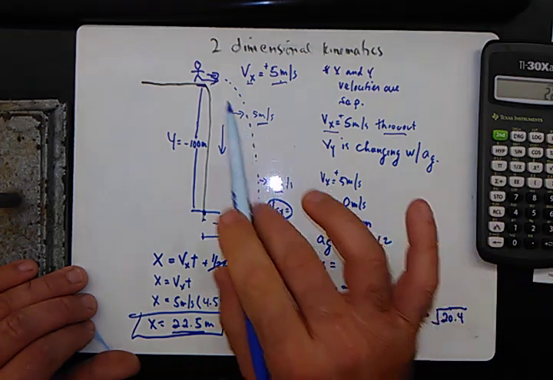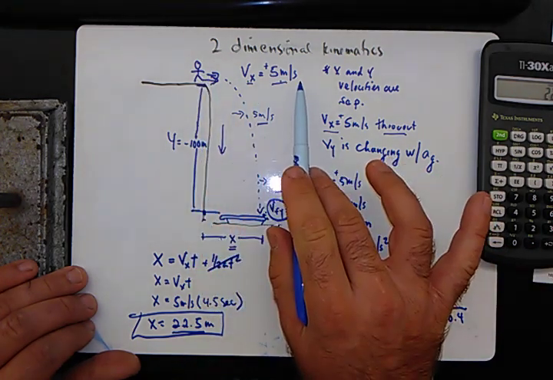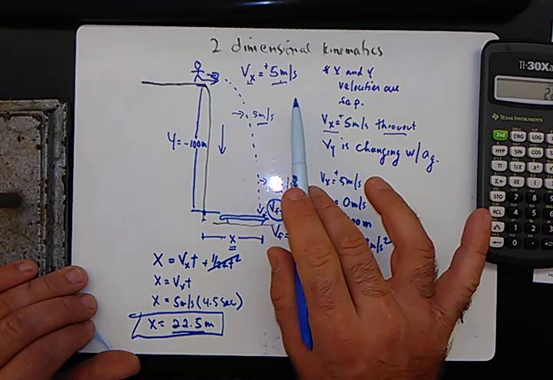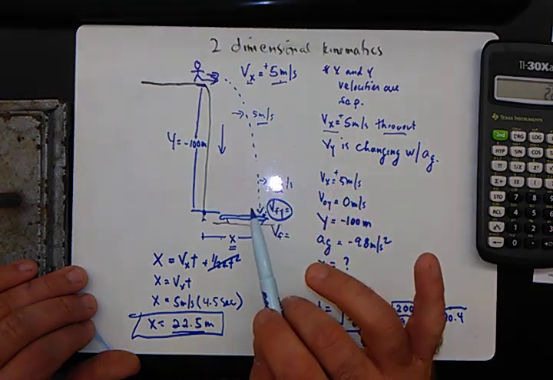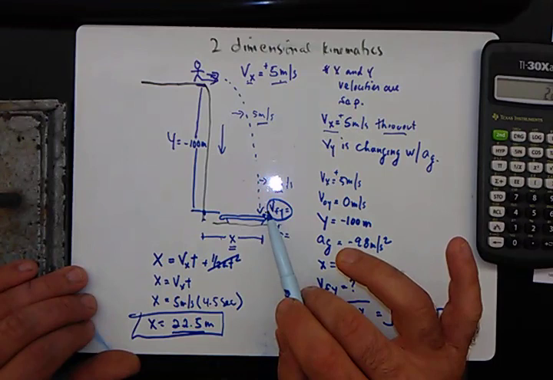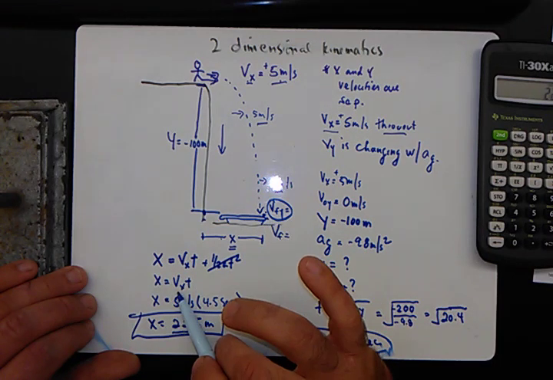We know that they move in the x direction at a constant velocity. They're accelerating in the y direction. We can get the time in the air and then multiply that time by the velocity in the x direction.